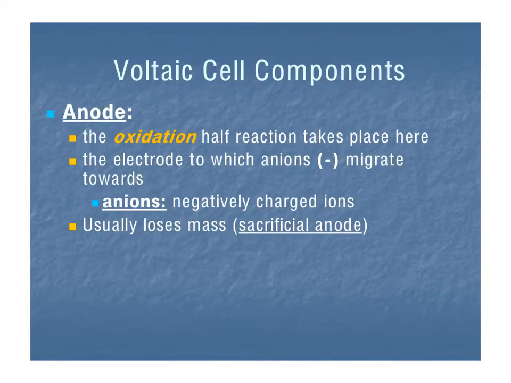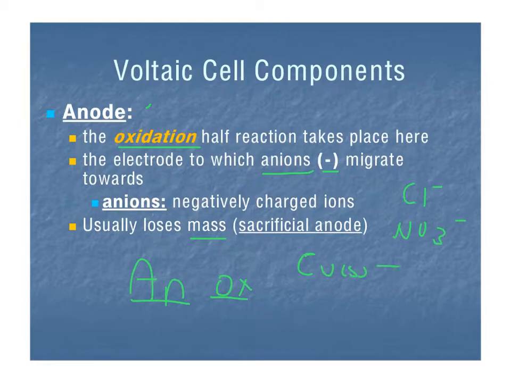The first of these electrodes we'll look at is the anode. This is where the oxidation is happening. A good way to remember this is a mnemonic called AN OX. Anode is where the oxidation happens. This is also where the anions, the negative ions, migrate during an electrolytic reaction. And remember, anions are the negatively charged ions. Some common anions are chloride and nitrate. Usually, the anode loses mass because the solid metal, for example, copper solid, is being oxidized to copper ions. Therefore, the mass of the solid electrode will eventually decrease to zero.